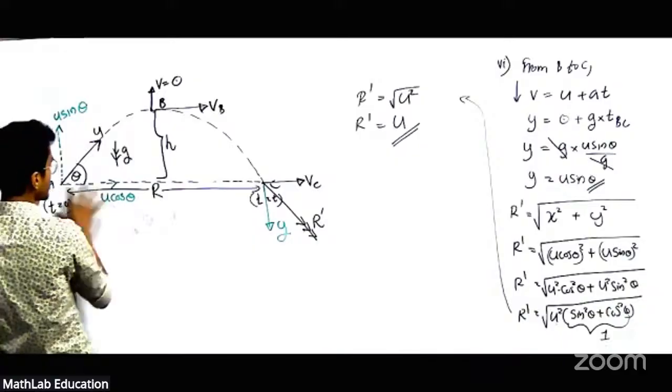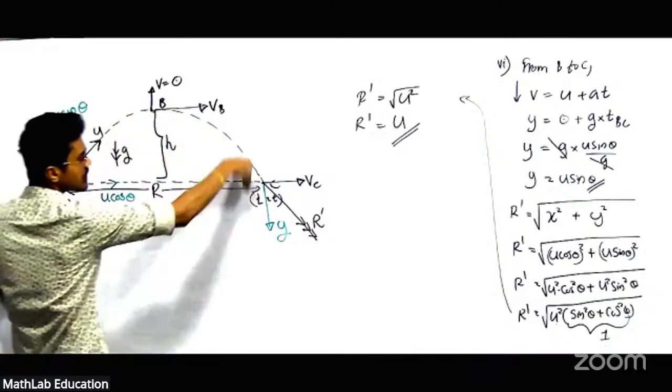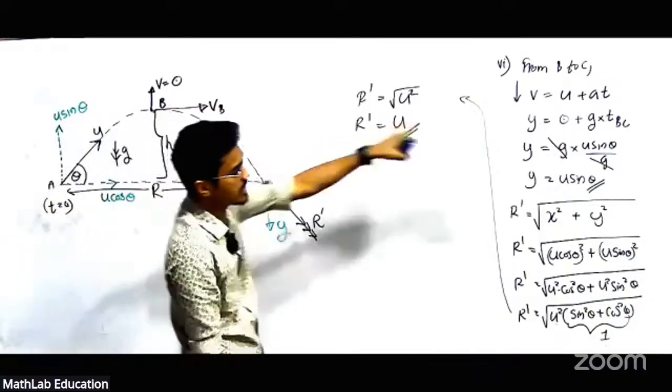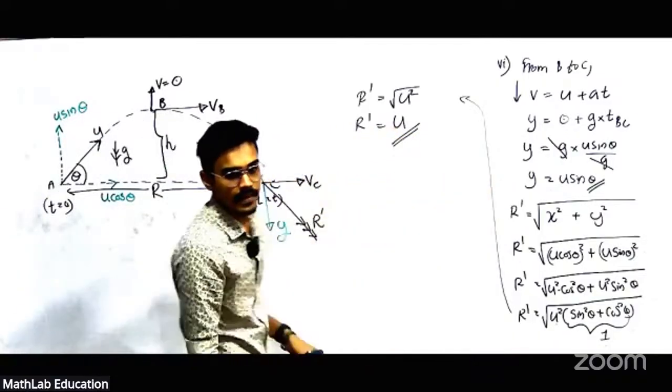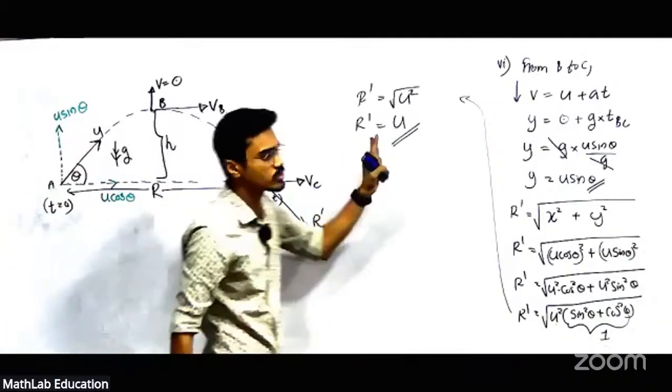The horizontal component is the same, u cos theta. The vertical component was u sin theta upwards. Here, the vertical component is the same, u sin theta downwards. And the resultant is u, and here the resultant is also u.